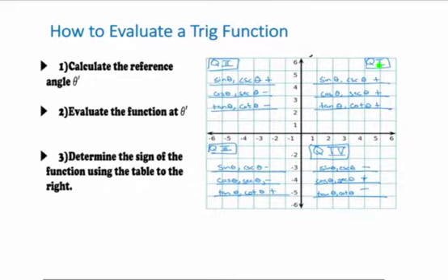First of all, I've got quadrants 1, 2, 3, and 4 set up here, and all 6 trig functions are listed in each quadrant. You can see sine, cosecant, cosine, secant, tangent, and cotangent listed in each of the quadrants. And what this tells us is whether it should be positive or negative. As an example, let's say I'm looking at cosine in the second quadrant. It should be negative. Perhaps I'm looking at tangent in the fourth quadrant. That should be negative.